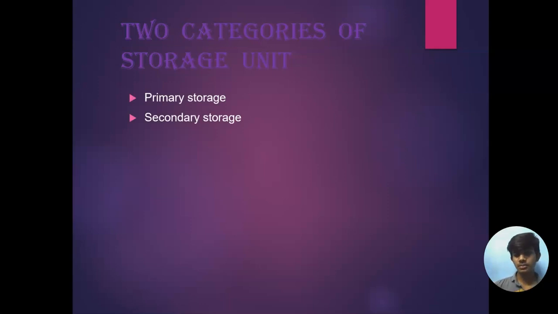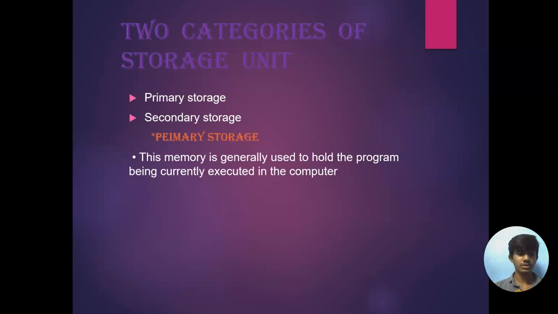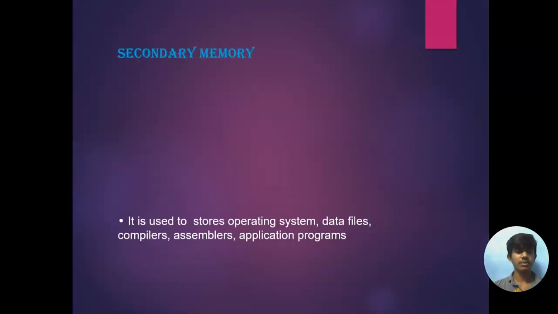Let us understand the primary memory first. Primary storage memory is generally used to hold the program currently being executed. The primary memory is also called main memory, and it is a temporary memory. The raw facts we give are mostly saved in primary memory.